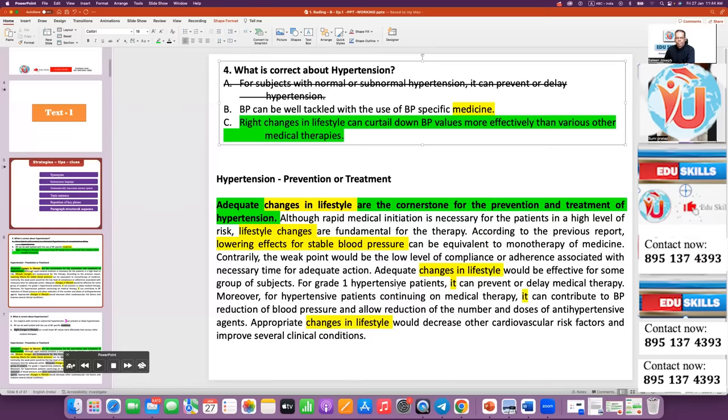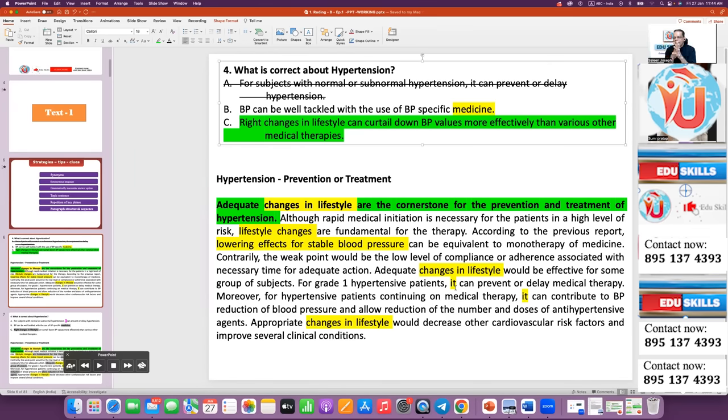Grade one hypertensive patients, it can prevent or delay medical therapy. Does it mean so normal or subnormal? Grade one is. Does it mean normal or subnormal? Two group of subjects are mentioned here. One is for grade one hypertensive patients. It can prevent or delay. Does grade one hypertensive patients mean normal or subnormal hypertension?